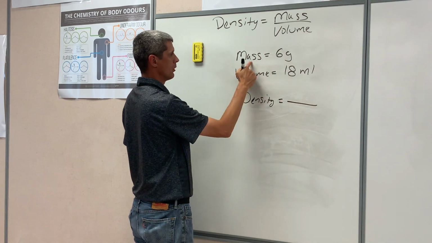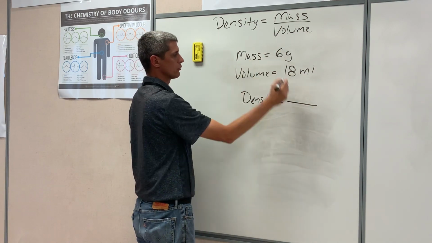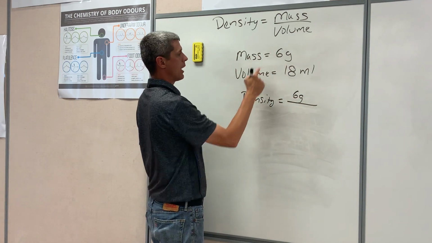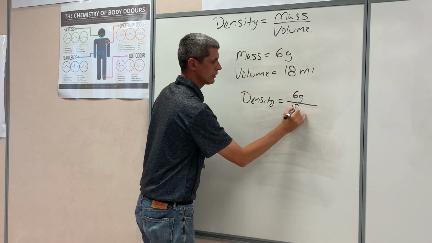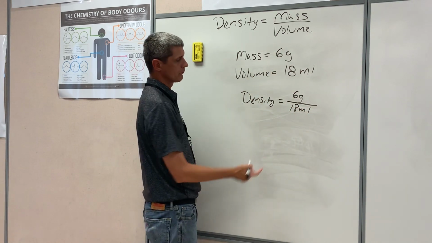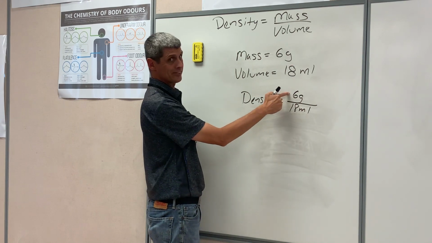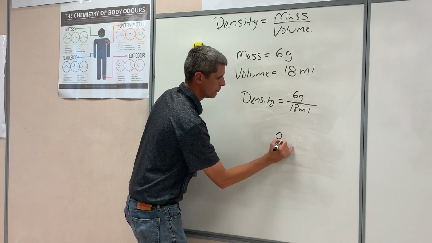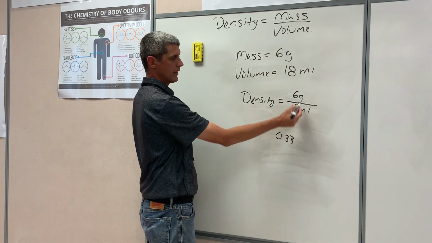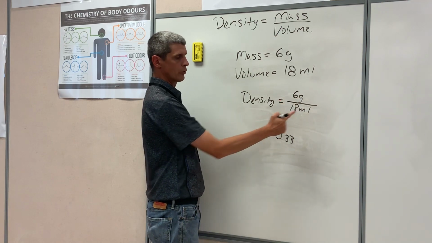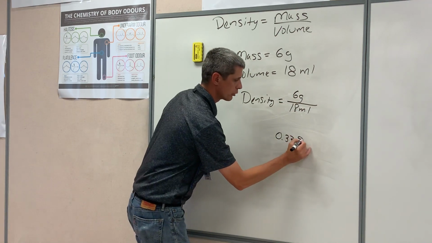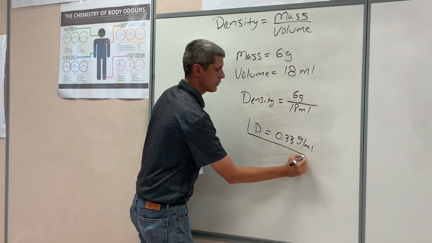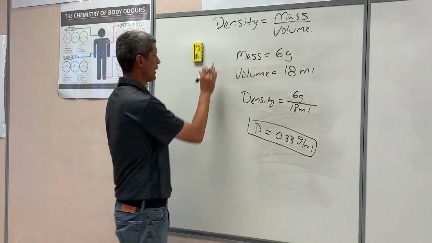Mass goes on top, so I can substitute for mass. 6 grams will then go on top, and you have to include the unit. And then volume, I can substitute 18 milliliters. Now with that, I just go ahead and plug it into my calculator. 6 is on top, so it's 6 divided by 18. That's going to give me 0.33, and then looking at these units, grams over milliliters, nothing's canceling out. So grams over milliliters is your unit, and that will equal density. That would be your answer for the first one. That was not too bad.